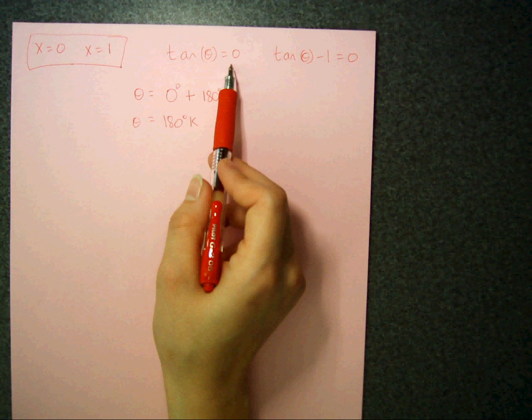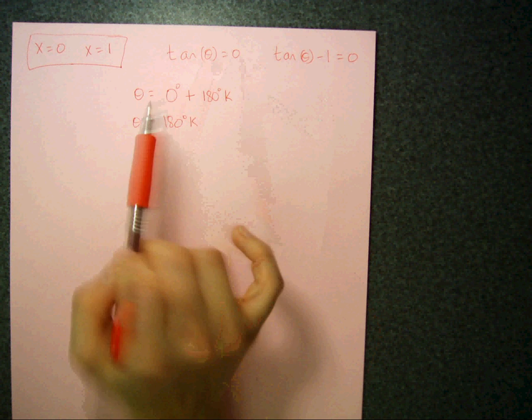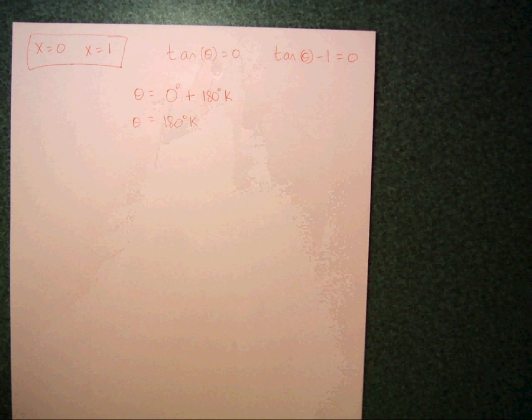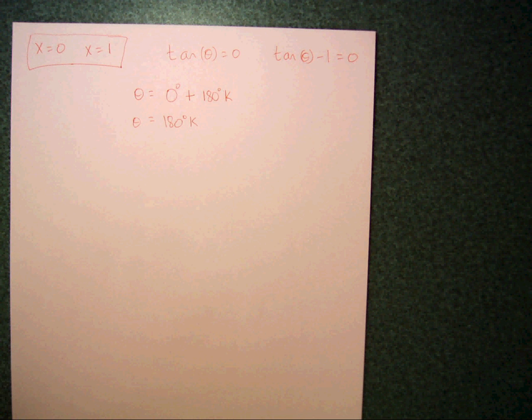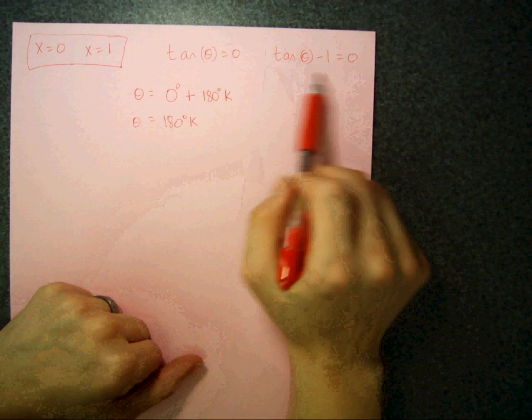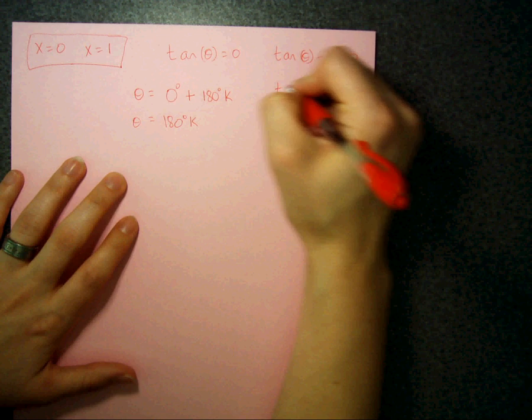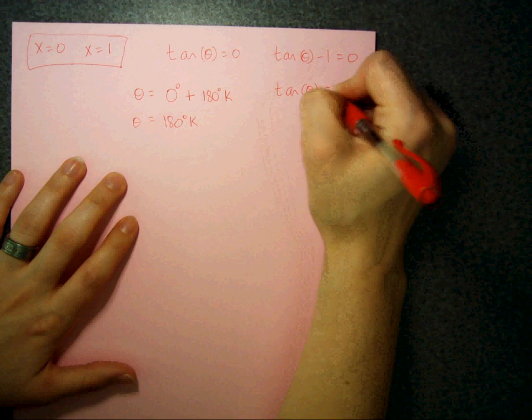This is the smallest angle. If you look at your unit circle, it's the smallest angle where tangent is equal to 0. You find it? Yep, okay. So tangent of 0 is 0. It's the smallest angle that makes that true. So there we go. There's my first solution.